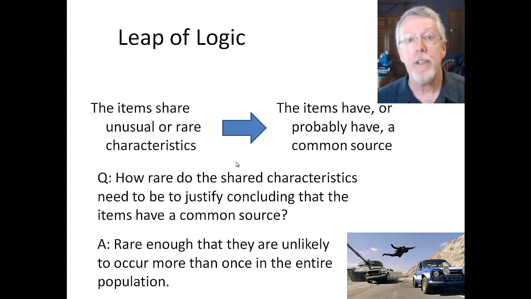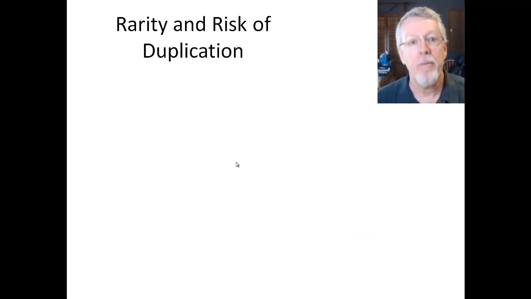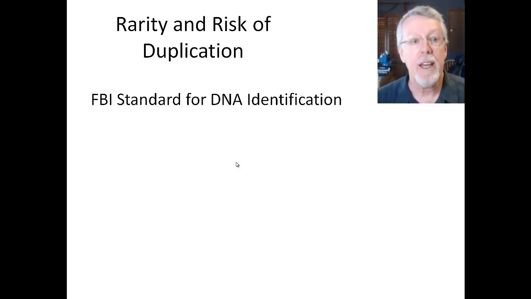I think logically the answer is that the shared characteristics have to be rare enough that they're unlikely to occur more than once in the entire population of items being questioned. All right, so in thinking about whether the items are rare enough, the examiner has to think about rarity and the risk of duplication. Now, sometimes this is done formally with a set standard. The FBI has set a standard for reporting an identification of two items as having the same DNA profile and being from the same person.